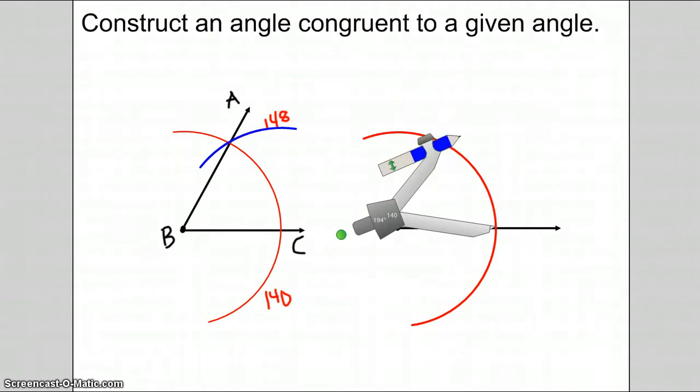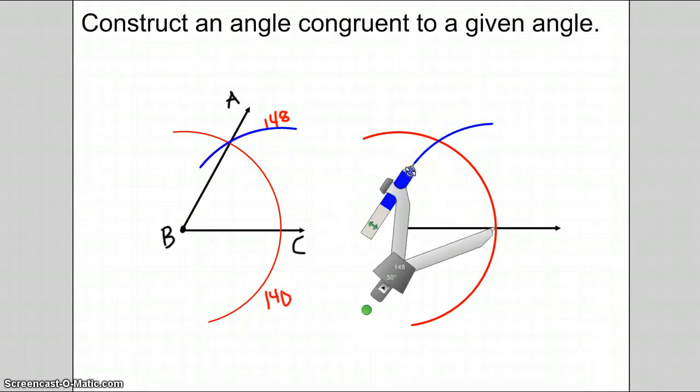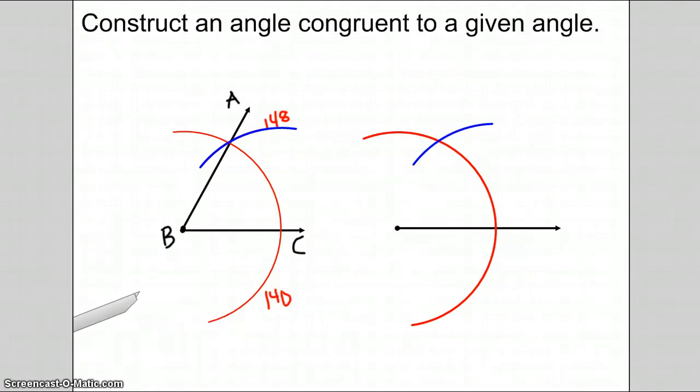Now you're going to go back to whatever you used for your second arc and make a little swoop through. Okay, we're almost done. Last step, use your straight edge to connect the vertex through that intersection. And now you have 2 congruent angles.